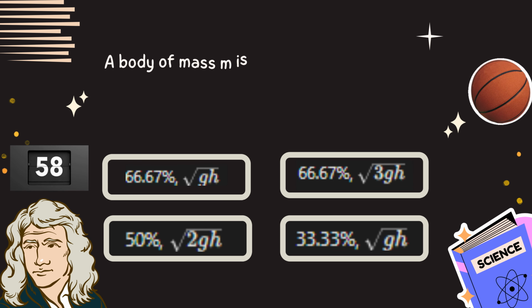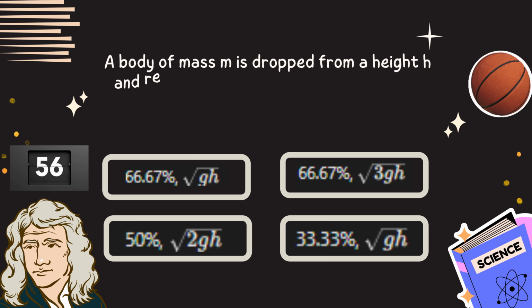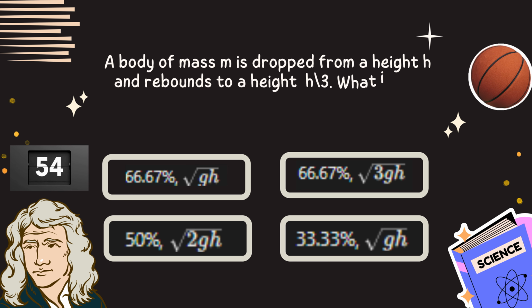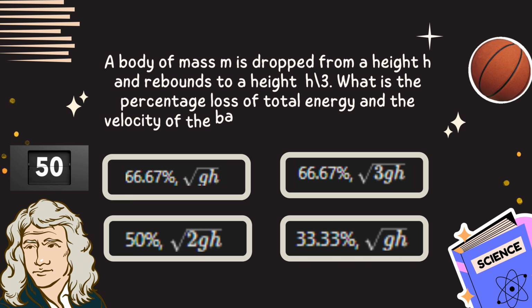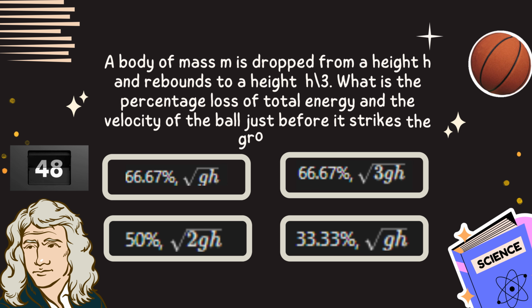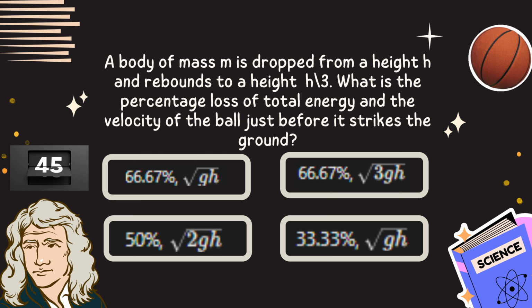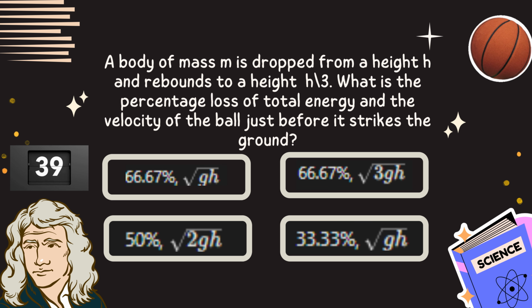A body of mass m is dropped from a height h and rebounds to a height h divided by 3. What is the percentage loss of total energy and the velocity of the ball just before it strikes the ground? Options are 66.67%, square root of gravity height; 66.67%, square root of 3 gravity height; 50%, square root of 2 gravity height; 33.33%, square root of gravity height.